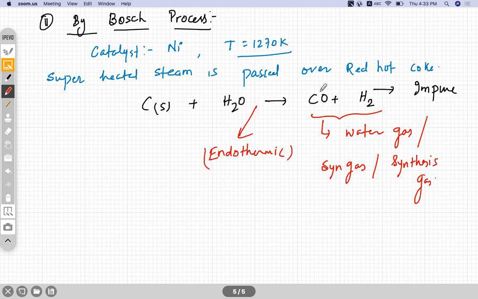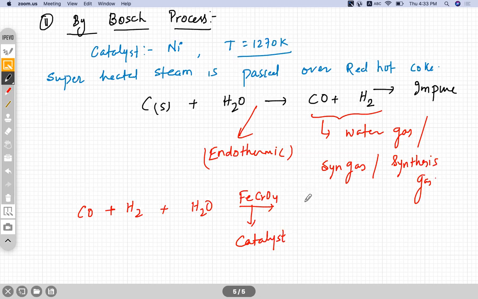Carbon monoxide is oxidized into CO2. So how does this reaction take place? The water gas, CO plus H2, further reacts with water in the presence of a catalyst called iron chromate. Iron chromate is FeCrO4. This catalyst we use to oxidize carbon monoxide into CO2, and this CO2 then escapes into the atmosphere and we will have H2.